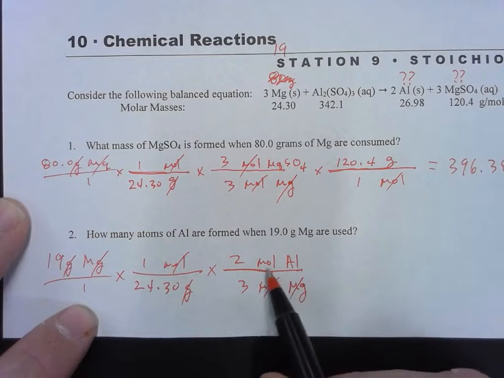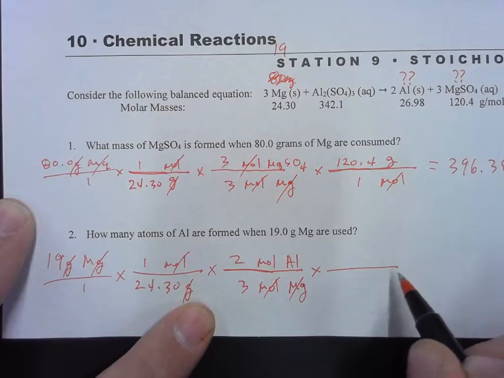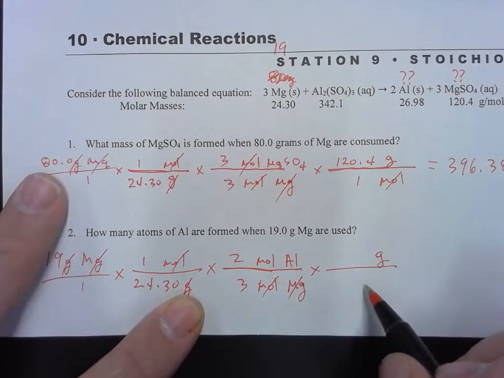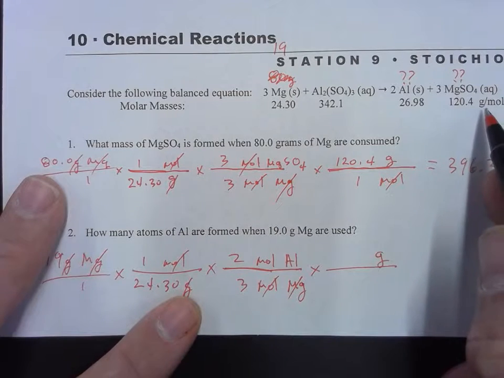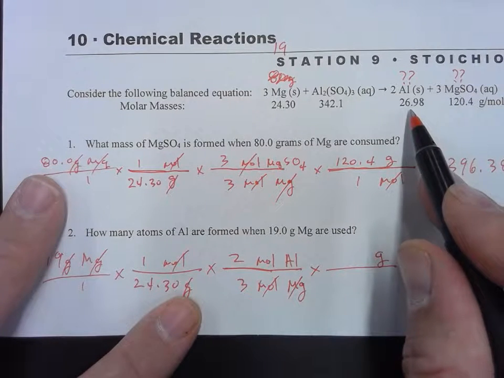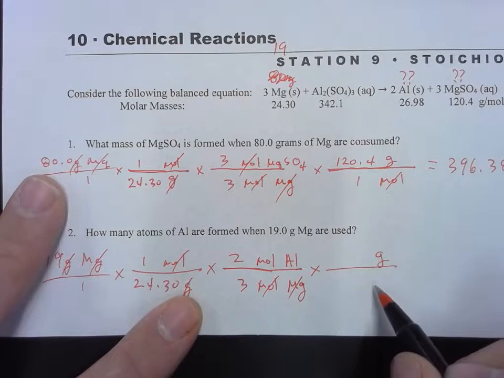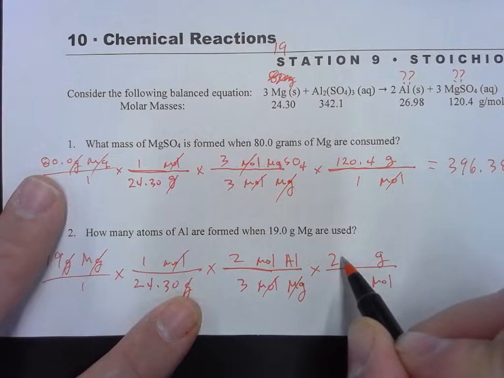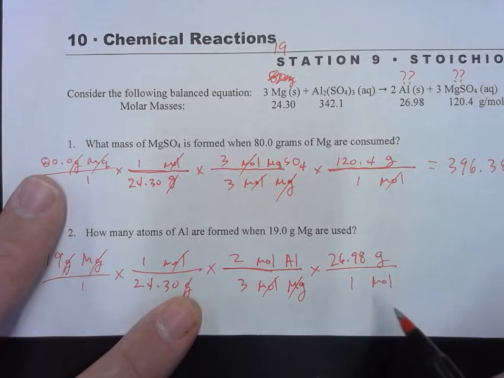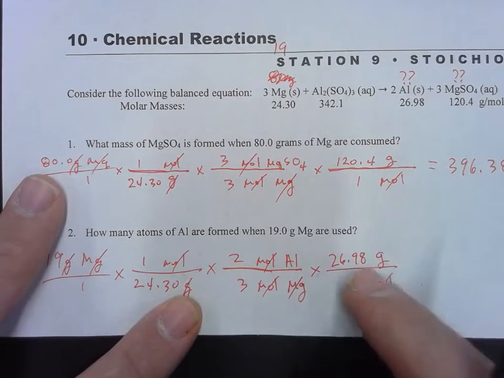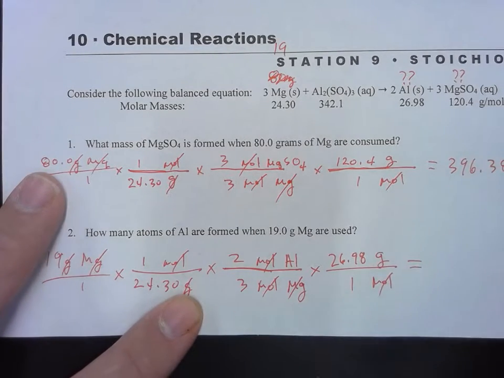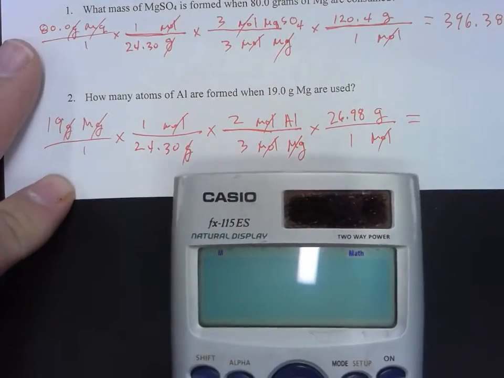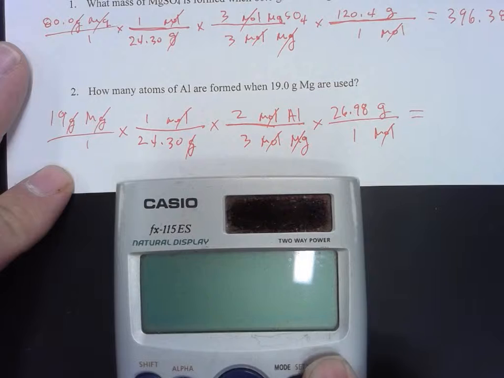I'm now in the units moles of aluminum. All I got to do now is go from moles to grams. That's it. It's simple. And aluminum weighs 26.98 grams per mole. For 1 mole. Done. Grams of aluminum. Okay, I know I've set it up right, and as a result I know I'm going to get the right answer. So let's go ahead and do the math.